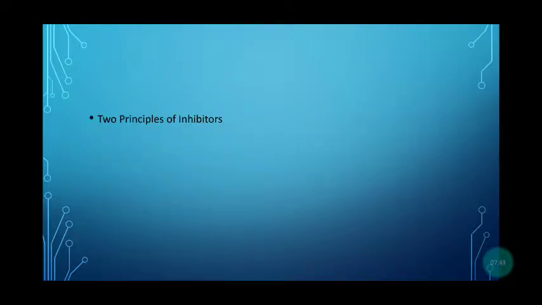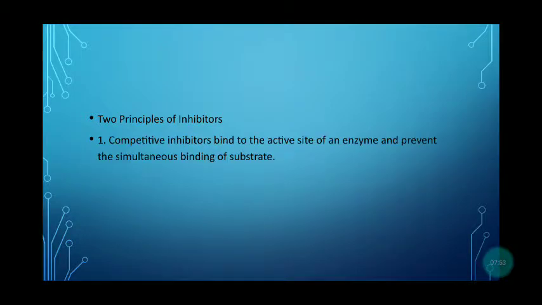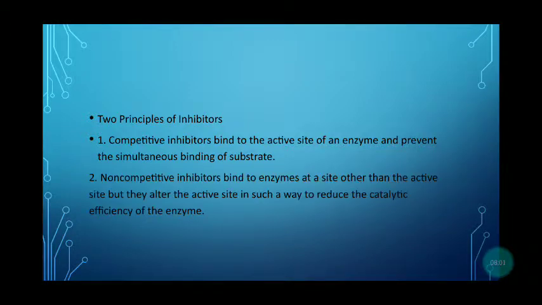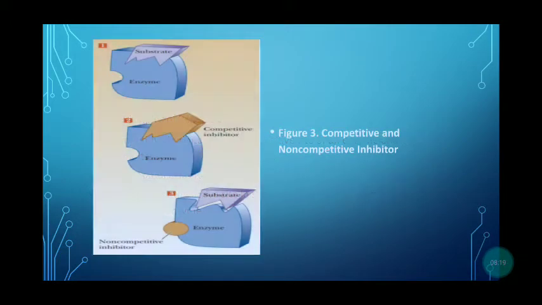There are two principles of inhibitors. The competitive inhibitors bind to the active site of an enzyme and prevent the simultaneous binding of substrate. And the second principle is the non-competitive inhibitors, which bind to enzymes at a site other than the active site, but they alter the active site in such a way as to reduce the catalytic efficiency of the enzyme. The type of inhibition can be determined by using a Lineweaver-Burk plot. Figure 3 shows the competitive and non-competitive inhibitors.